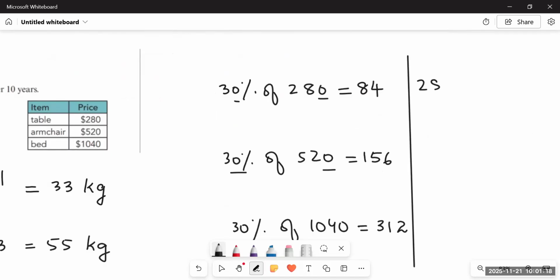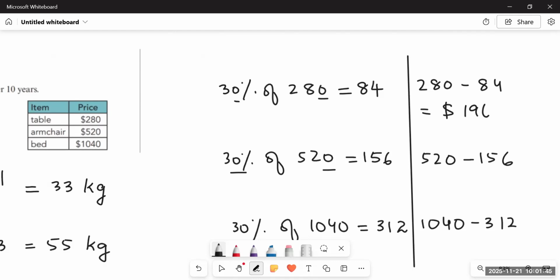We will subtract 84 from 280, 156, the reduction, from 520, the old price of the armchair, and for the bed, the original cost was 1040 and it has been reduced by 312. So for the first one, 280 minus 84 is equal to 196. So the new price for the table would be 196 after reduction. For the second one, the armchair, it would be 520 minus 156, which is 364. So the new sale price for the armchair would be $364.